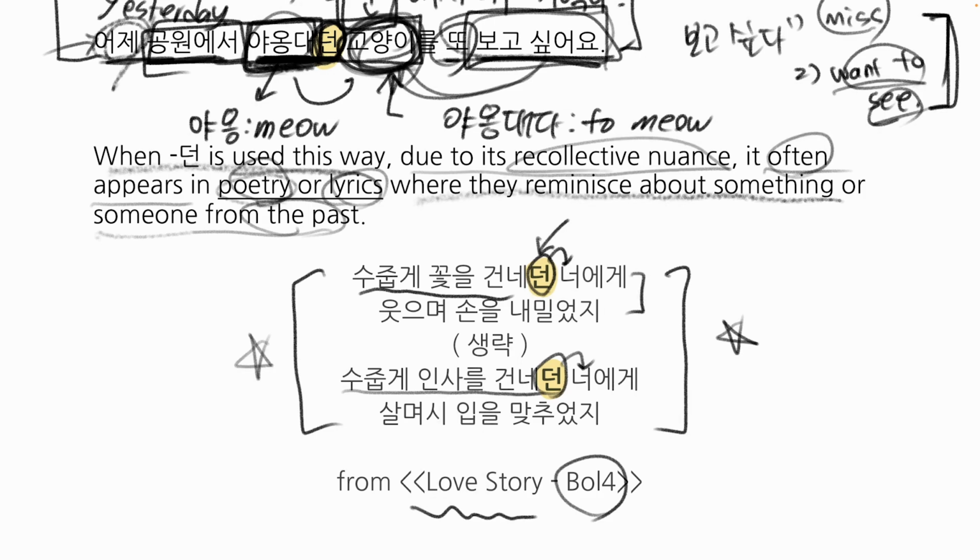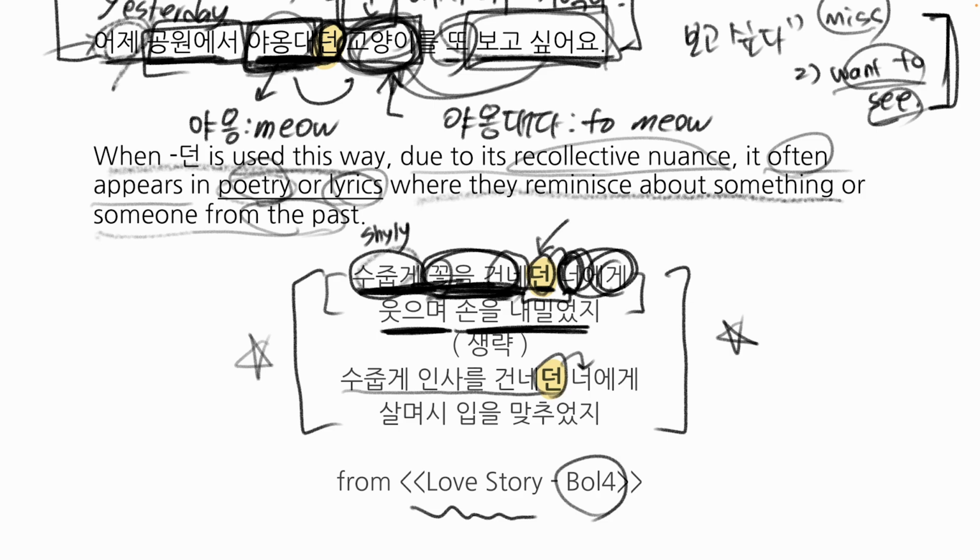So let's just break this lyrics down. So 수줍다 means shy. So 수줍게 means shyly. 꽃, flower. 건네다 means to hand over. So 꽃을 건네다 means to hand over the flower shyly. 던 너. So you who handed over the flower shyly. 그런 너에게, to you who was handing over the flower shyly, I smiled and 손을 내밀었지. I smiled and gave you my hand.